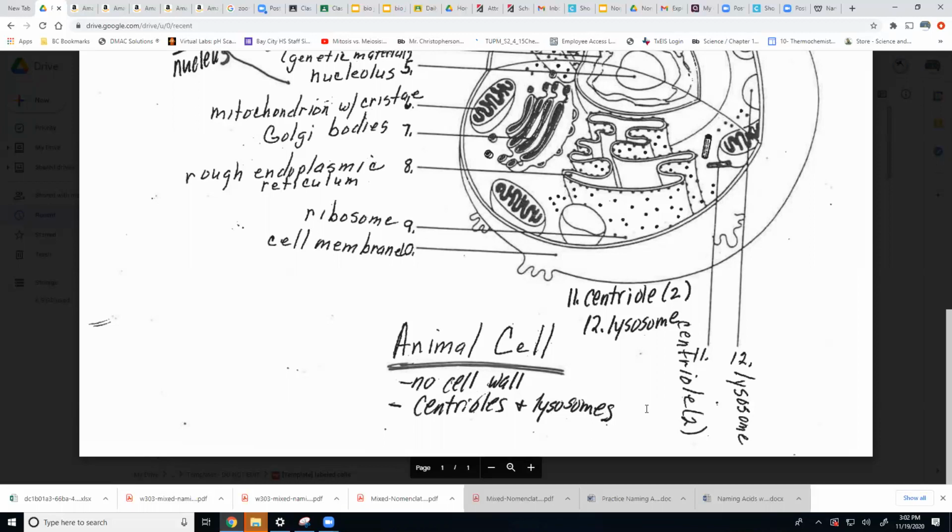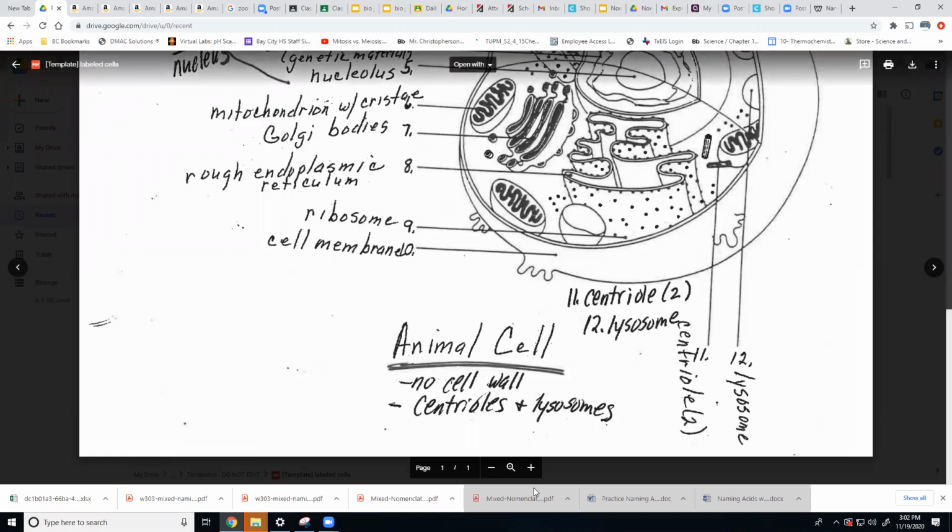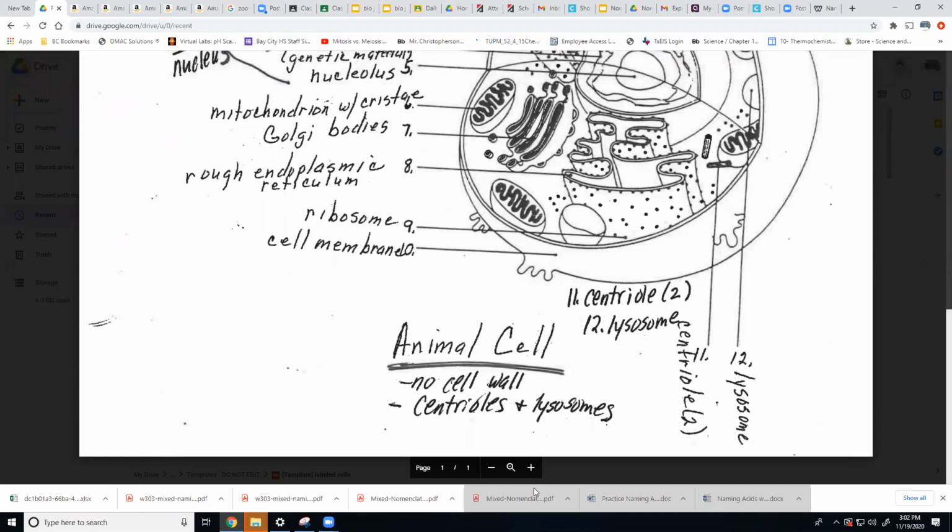Here you see with the labeling. Everybody able to find it okay? All right, so we'll finish up with the quiz and then that will be it today. We'll have a little bit of notes to do tomorrow.